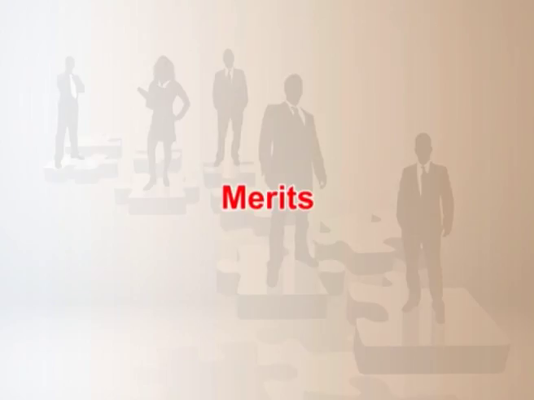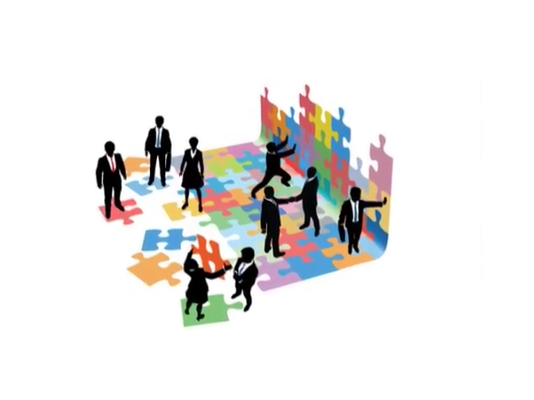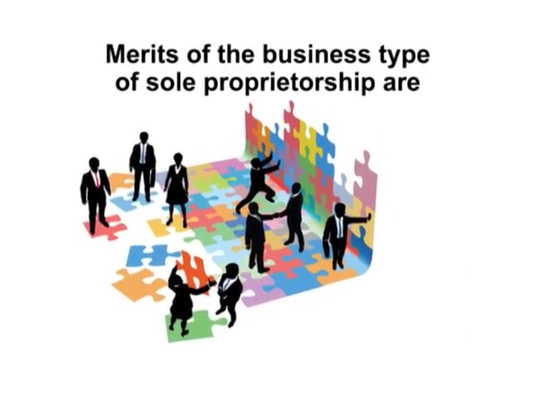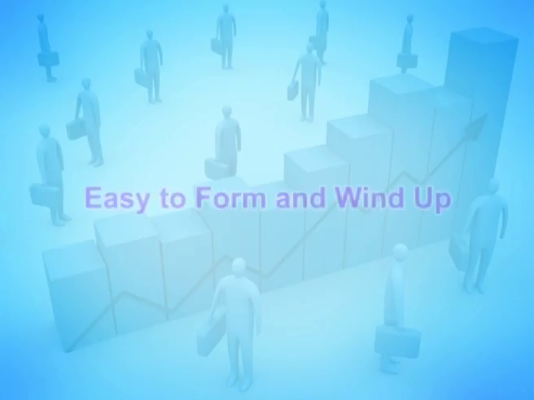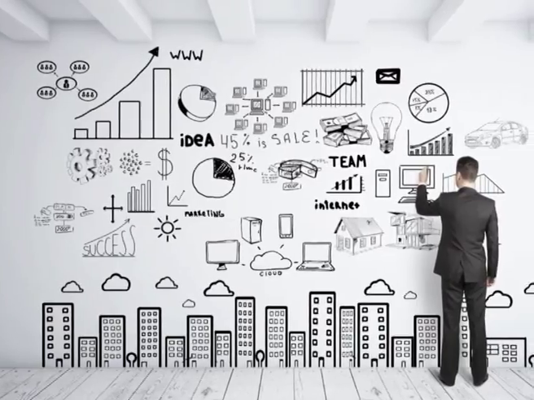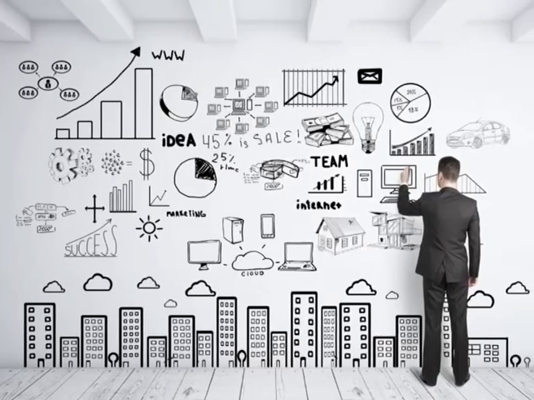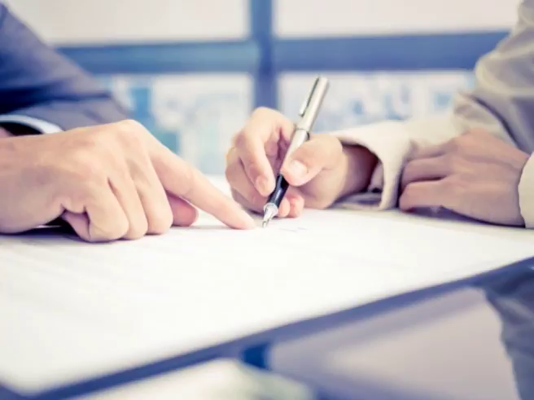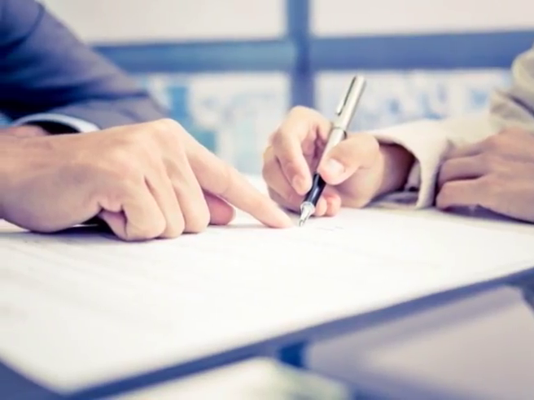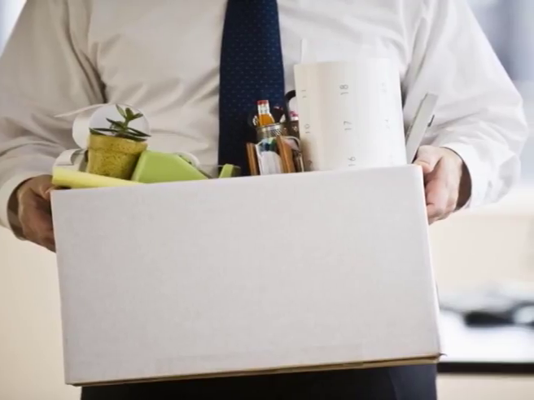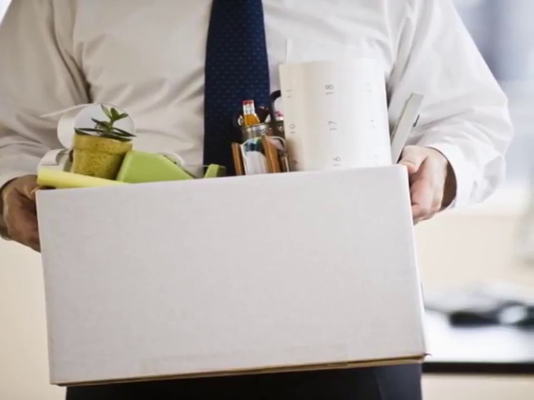Now, what are the merits of this system? Each type of business enterprise has its own merits. Some of the merits of sole proprietorship are: number one, easy to form and wind up. It is very easy and simple to form a sole proprietorship form of business organization. No legal formalities are required to be observed. Similarly, the business can be wound up any time if the proprietor so decides.